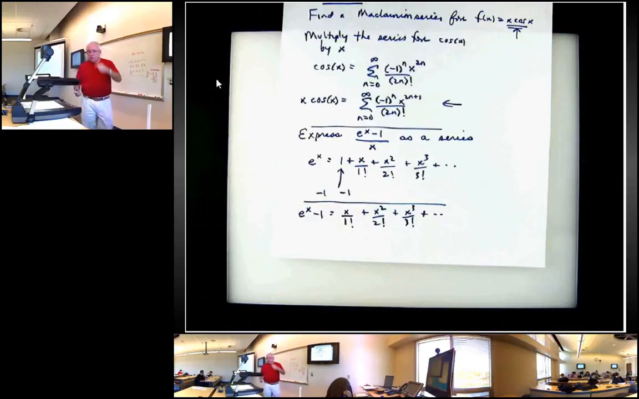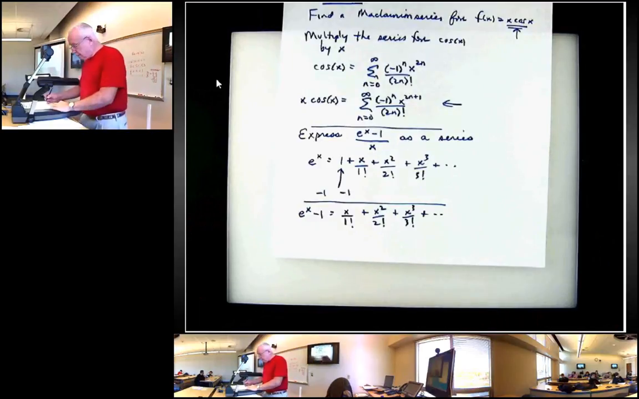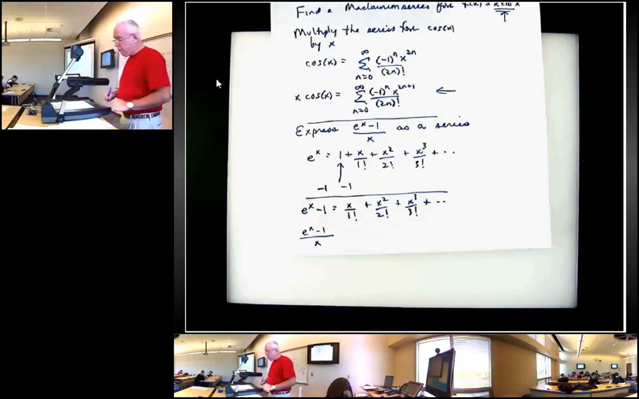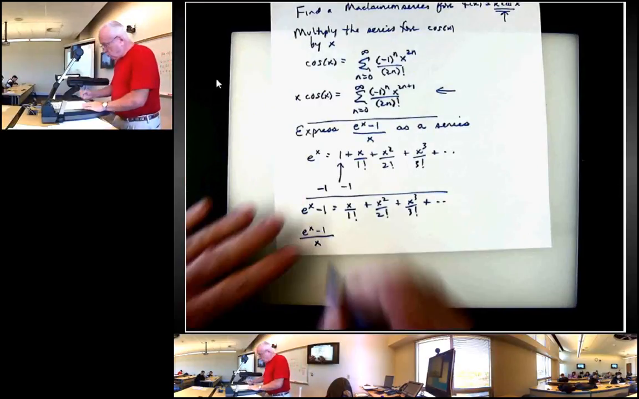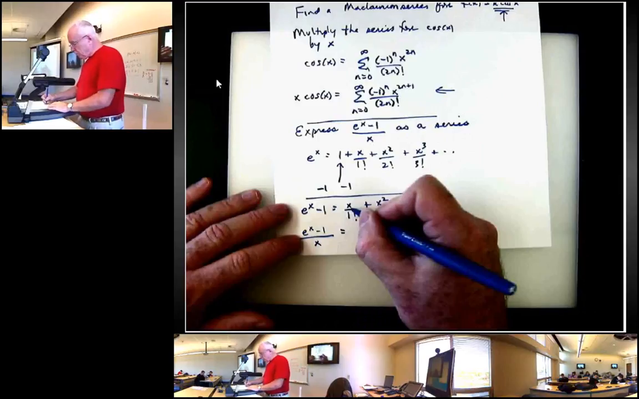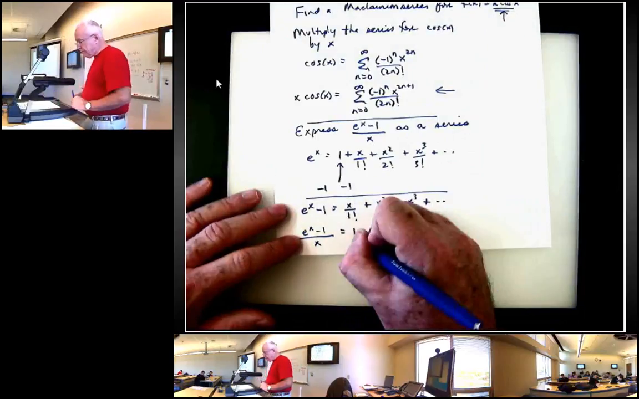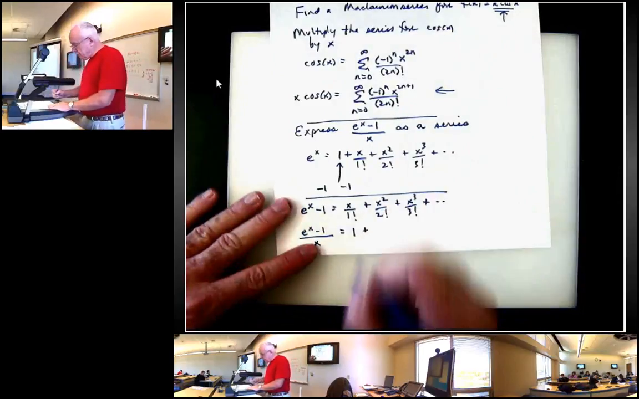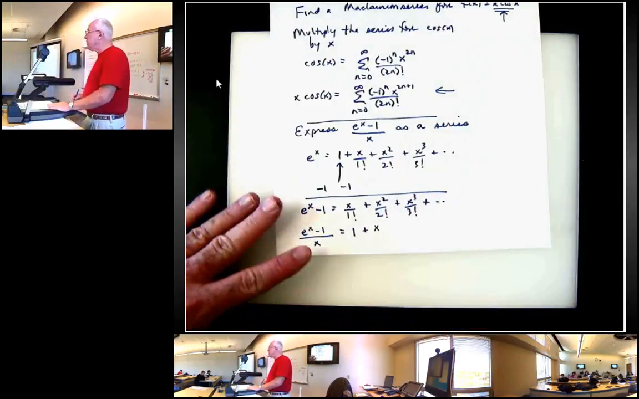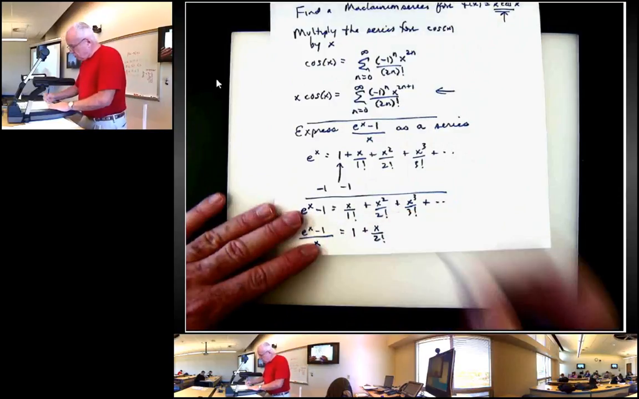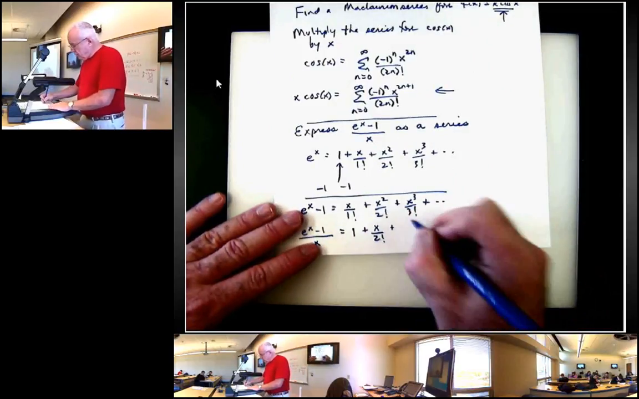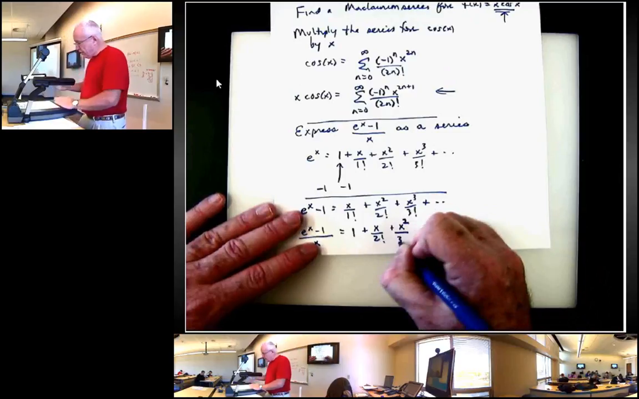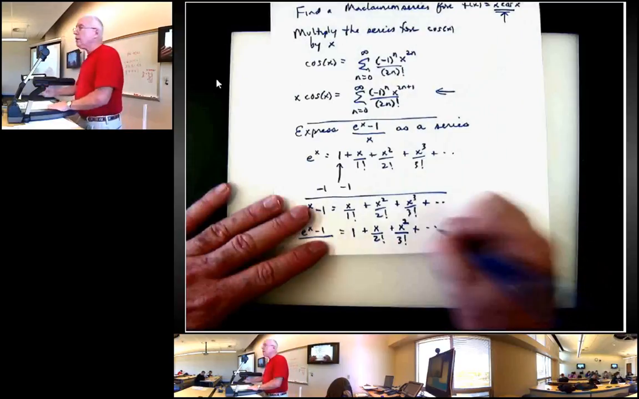Now the next thing we have to do, we want e to the x minus 1 all divided by x. So then let's take what we've got here and divide everything now by an x. So for my first term, that's just going to be 1, because that was x over 1 right there. My second term then is going to be, instead of x squared, it's going to be x over 2 factorial. My third term, instead of x to the third, is going to be x squared over 3 factorial, and then that goes on and on like that.